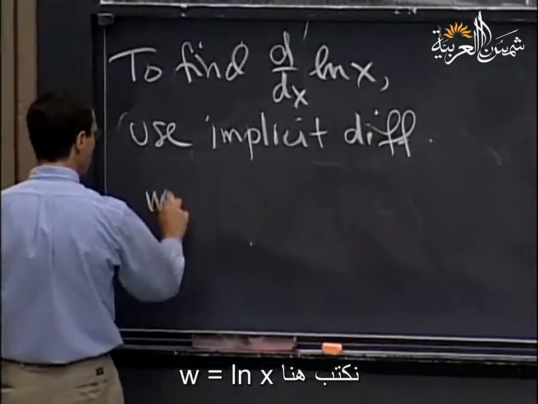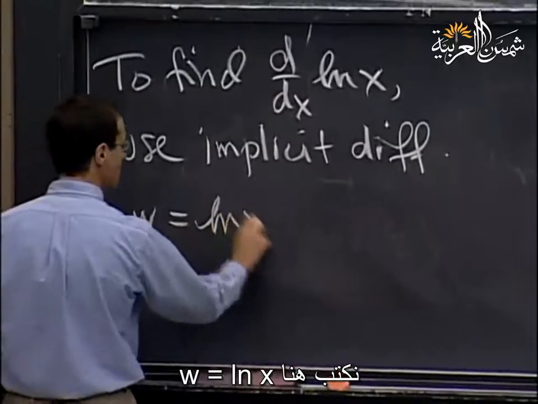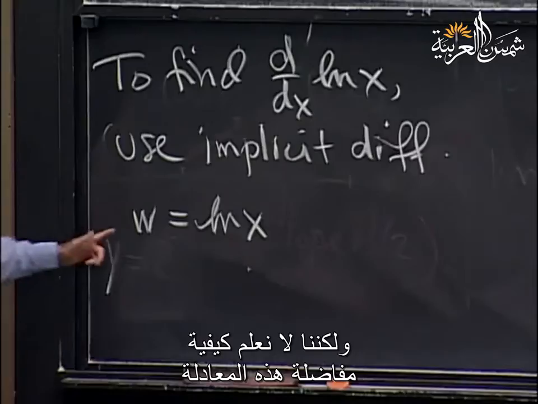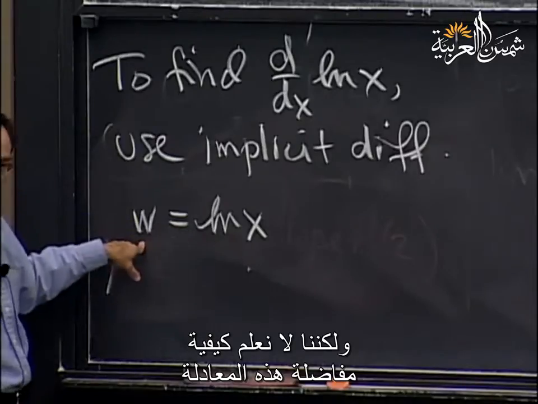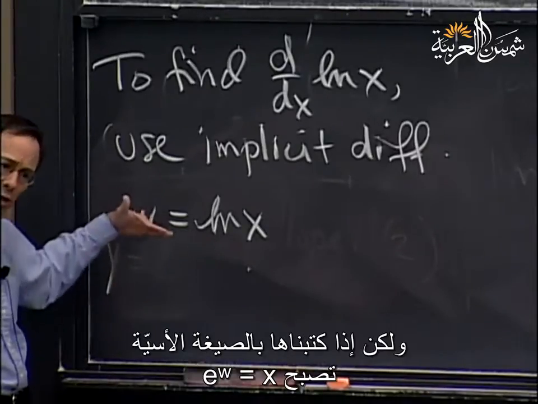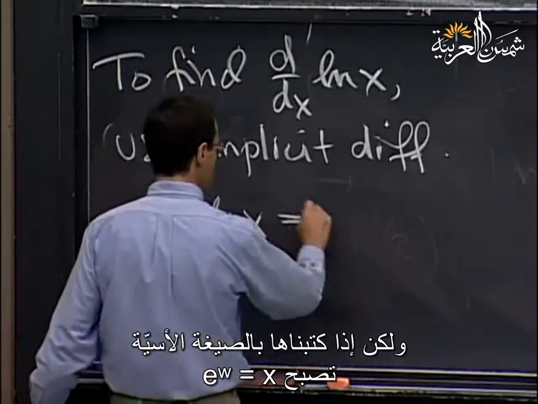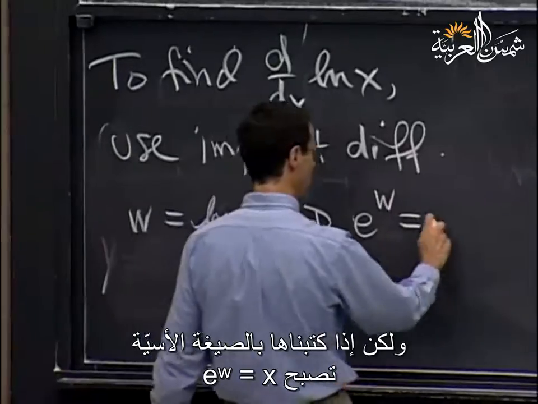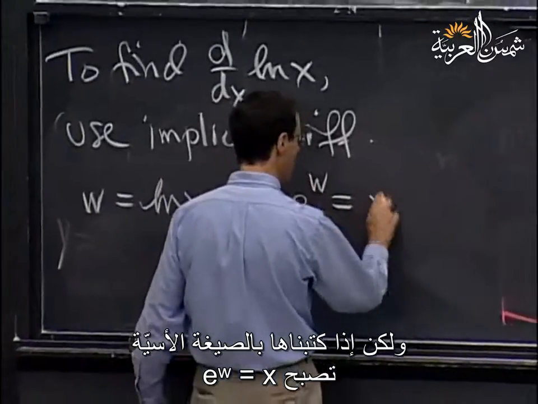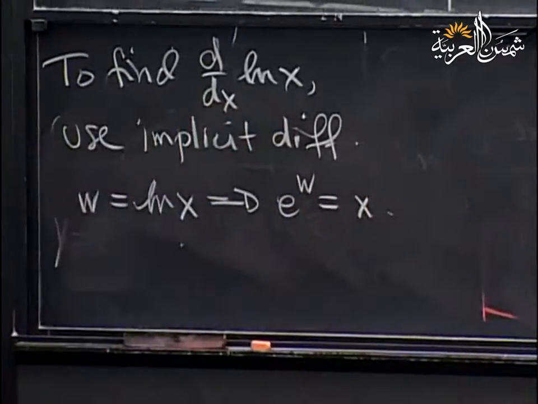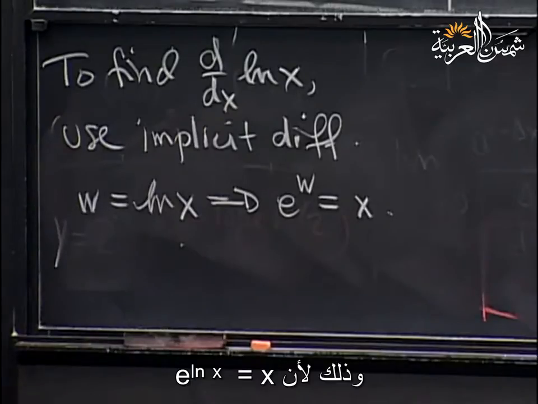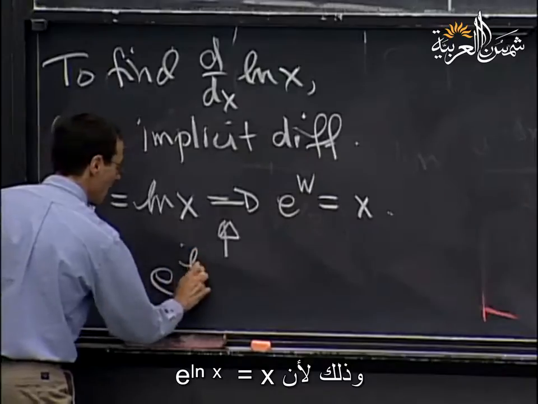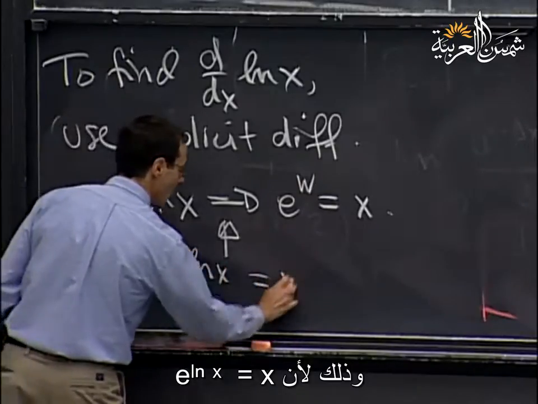You write down here w is equal to log x. All right, here's the function. We're trying to find the derivative of w. But now, we don't know how to differentiate this equation, but if we exponentiate it, that's the same thing as e to the w is equal to x, all right? Right, because, let's just stick this in here, e to the log x is equal to x.